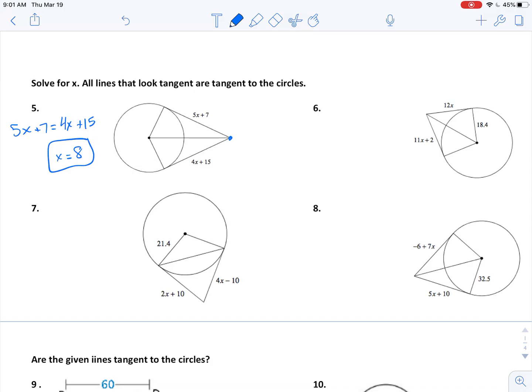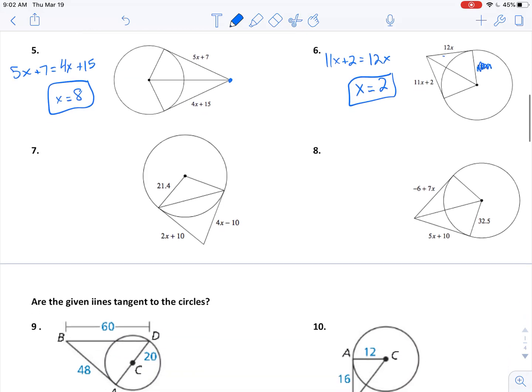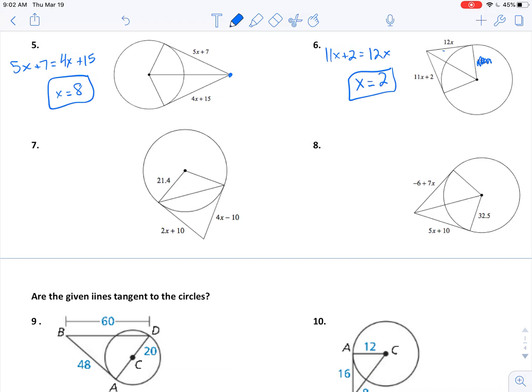And then here, don't let this 18.4 freak you out. These are still tangents to the same circle. So we'll do the same process. So 11x plus 2 equals 12x. Again, don't worry about that 18.4, just an extra piece of information you don't need. And then here, x must be 2. So why don't you guys try 7 and 8, pause the video, and then see how those go for you. Unpause and check your work.